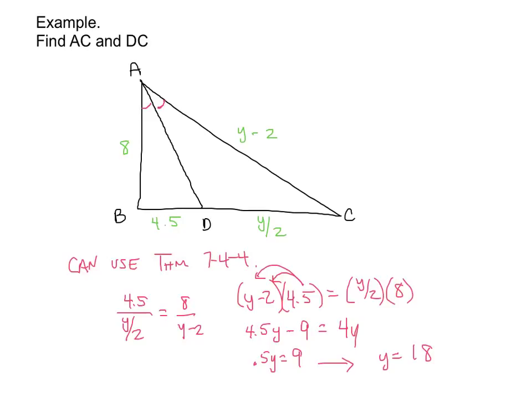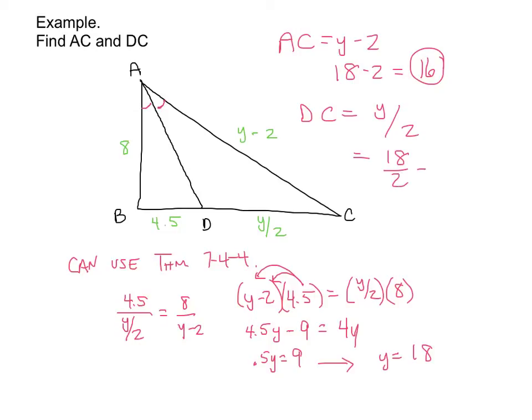Now, we're not quite done because now we need to find AC. So AC is equal to y minus 2. Well, y is 18, so therefore AC is simply 16. Same with DC. We have y over 2, which gives us 18 over 2, and therefore DC is a length of 9. And now we are all finished. So be very careful setting up your proportion, but that's all we had to do. We recognized we have an angle bisector here, so we can set up a proportion and just simply cross multiply from there.